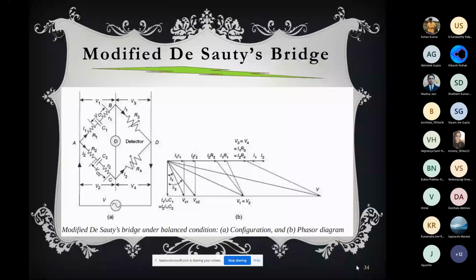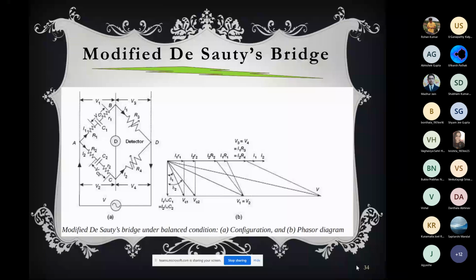Now you see the AC arm, R2 is there definitely, but you have a capacitance C2, and there is another small resistance associated with the dielectric, small r2. Arms BD and CD are not changed. So in the modified De Sauty bridge we consider a dielectric capacitor and the resistance associated with it, small r1 and small r2.